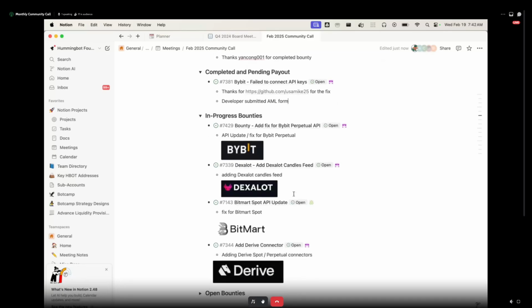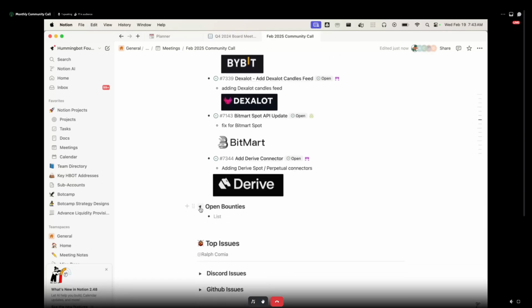In addition, we have a few in-progress bounties. As I mentioned before, these exchanges are ones that are either voted on by the community, so there's funding by connector pots, or the exchanges have set up wallets, funded them, and worked with the foundation to use these funds to maintain their connectors. So Bybit, Dexalot, a fix for the BitMart spot connector, and also a new connector for Derive, which is an Ethereum-based perpetual exchange. These are ongoing right now, all built by members of the community.